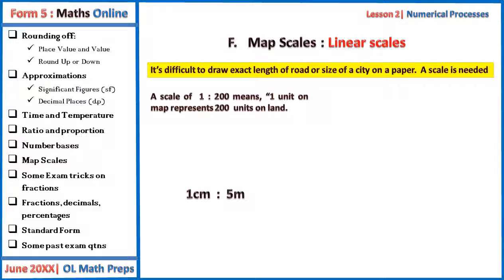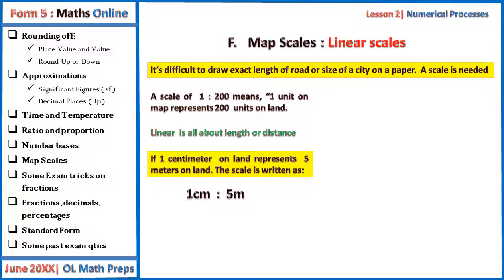A scale of 1 to 200 means 1 unit on map represents 200 units on land. If I'm working with centimeters, I'll say 1 centimeter on the map is equal to 200 centimeters on land. If it's centimeters, it should be centimeters. Or 1 meter on map represents 200 meters on land. So linear scales, because there are two main types of scales we are looking at. We have linear scales and area scales. For linear scales, it is all about length or distance.